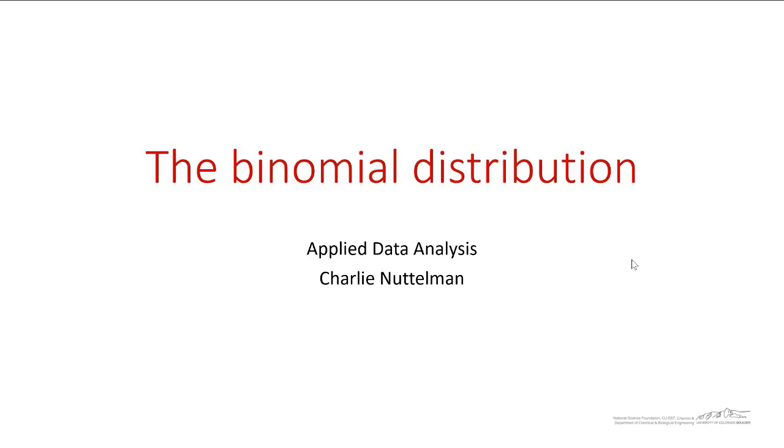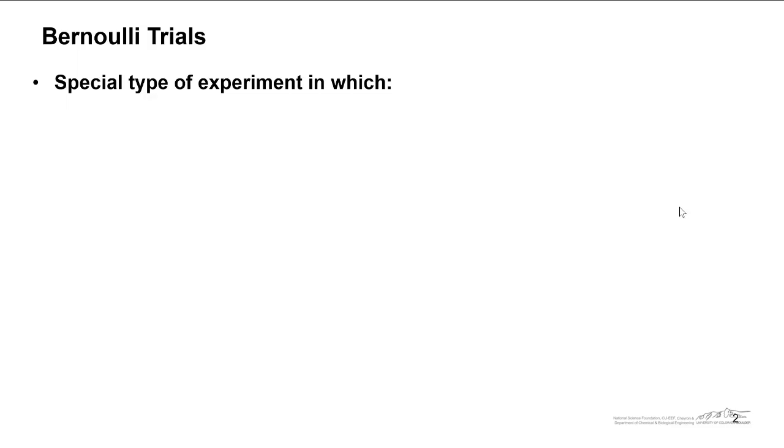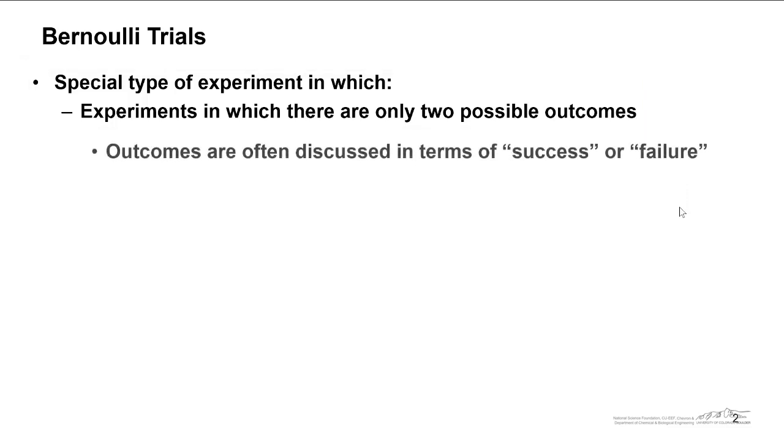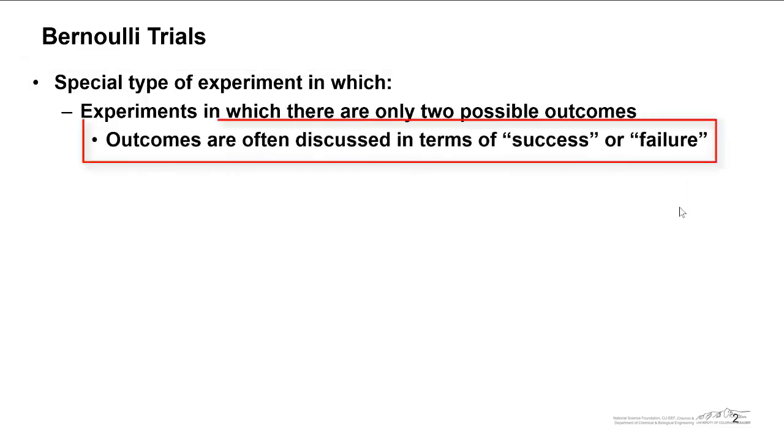The binomial distribution is one of the most important discrete probability distributions. It's used a lot in math and science and finance. In order to use the binomial distribution, we have to consider a special type of experiment known as a Bernoulli trial. A Bernoulli trial is an experiment in which there are only two possible outcomes. Generally, we refer to this as a success or a failure.